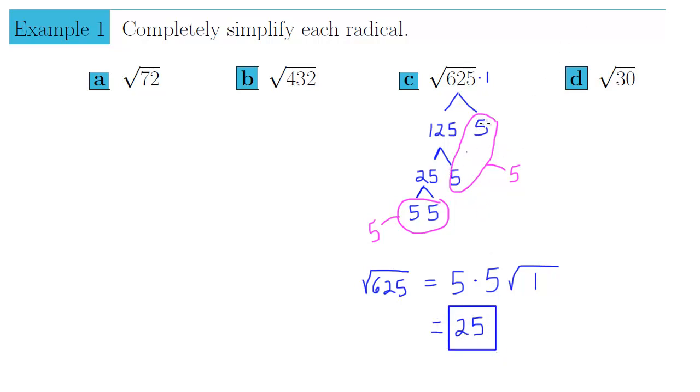Okay, so if all your prime factors come out of the square root, or come out of whatever radical you're working with, then all you have left inside the square root is a 1, but the square root of 1 is just 1, which means you don't even need to write it, and you can just write the product of the numbers that came out.